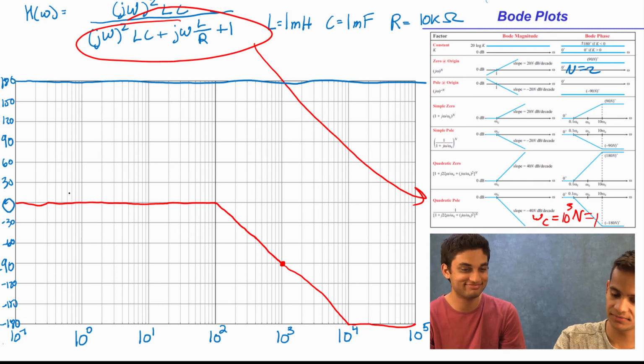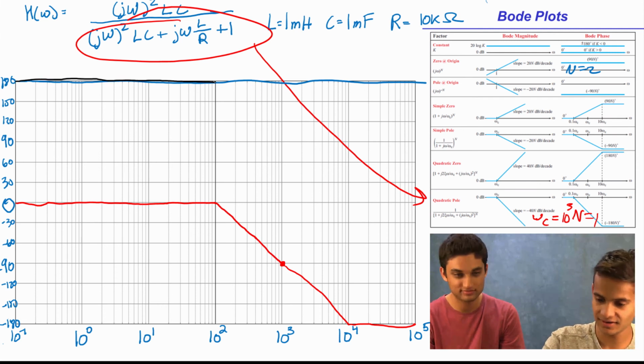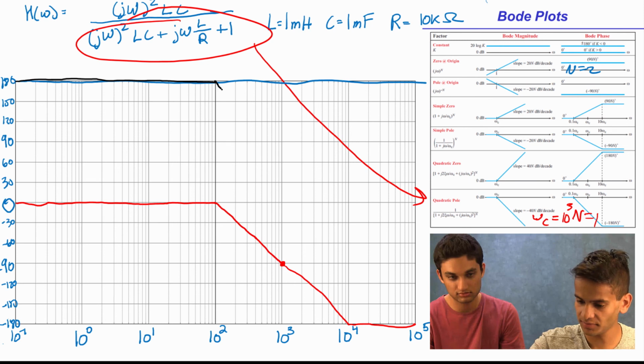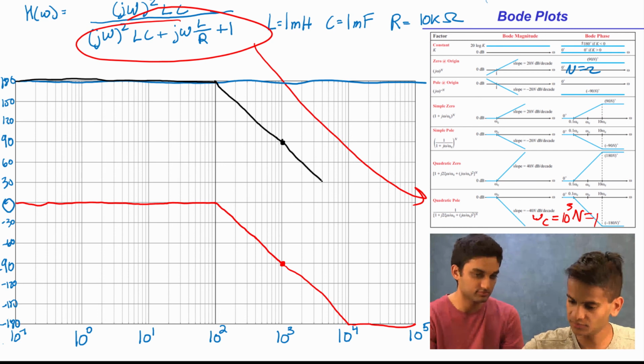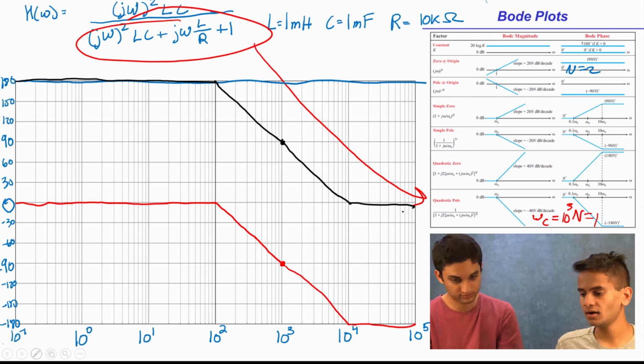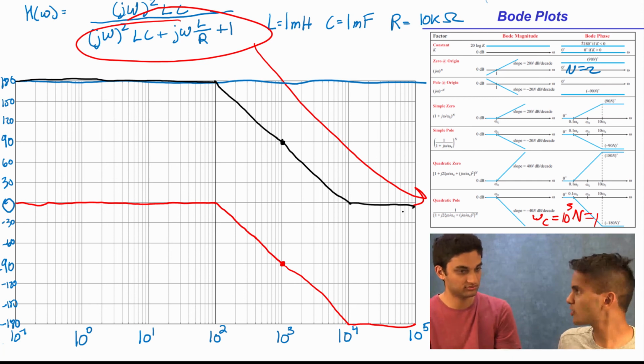Okay, so here we start off at 180. And then because of the quadratic pole, we're going to start dropping. And we're going to hit 90 at the cutoff frequency. Keep dropping, and flatten out again. Okay, so this is the Bode approximation, right?